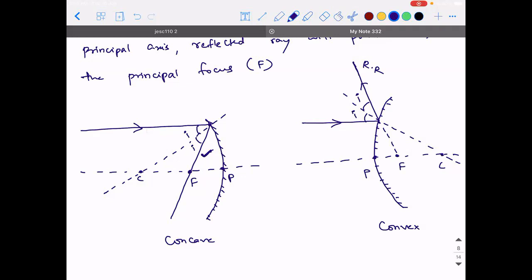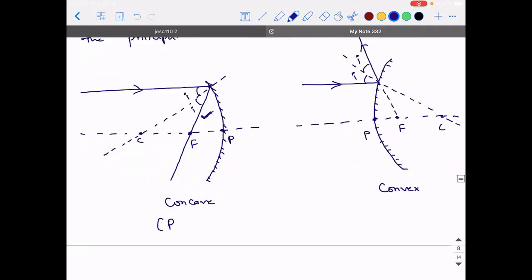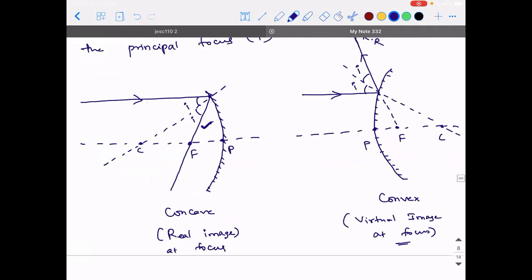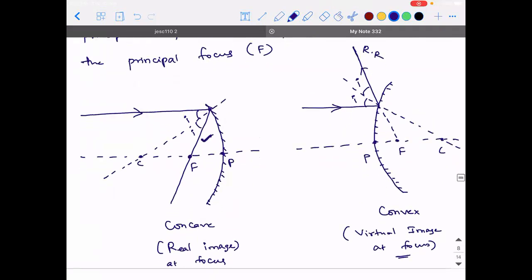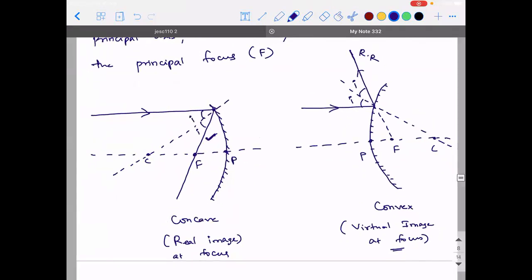Okay, so what I'm trying to say here is with respect to a concave mirror, you will have a real image at focus. Here you will have a virtual image at focus. So I'll give you 1 minute to copy this diagram. In the meanwhile, if there is any doubt, please get it clarified.